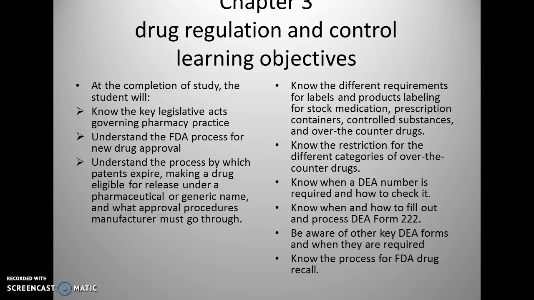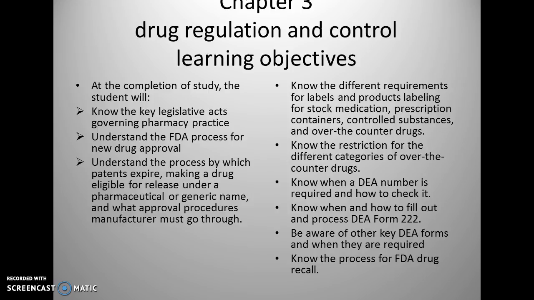You should also be familiar with the different requirements for labels, product labeling for medication that are stock, for prescription containers, controlled substances, and over-the-counter drugs. You should be familiar with the different types of restrictions and different categories associated with over-the-counter drugs.